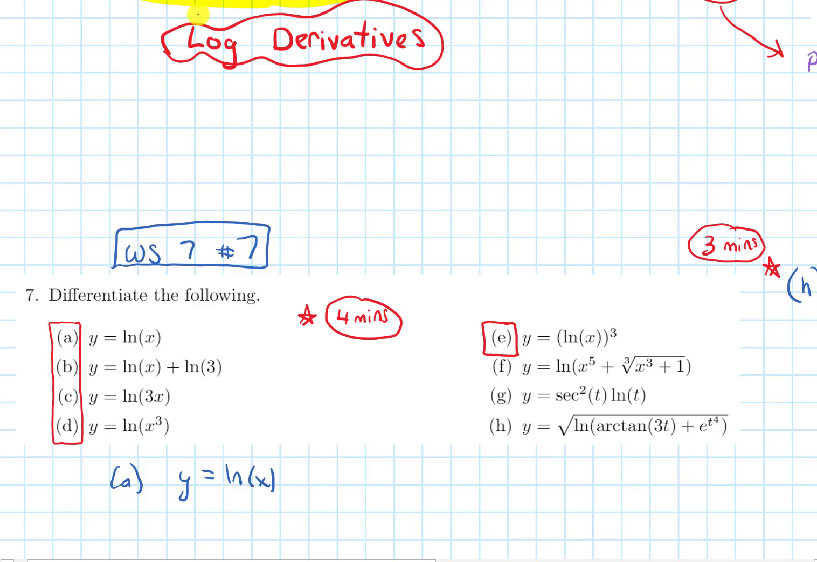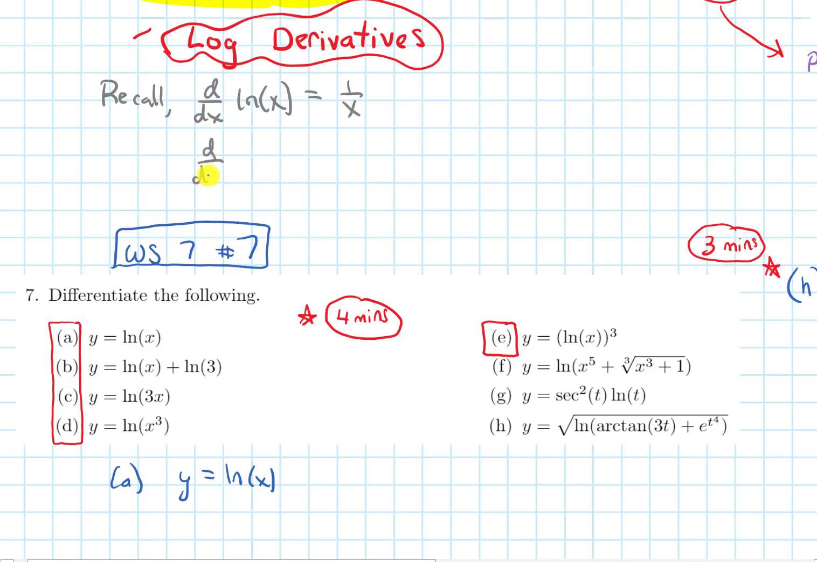In this video, we will do several practice problems involving the derivatives of log functions. So let's first recall some of our formulas. Remember the derivative of ln of x. That was 1 over x.